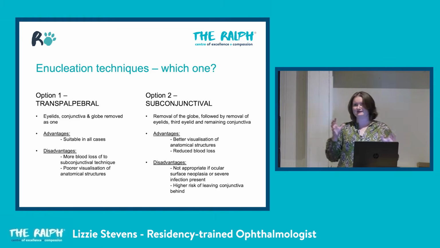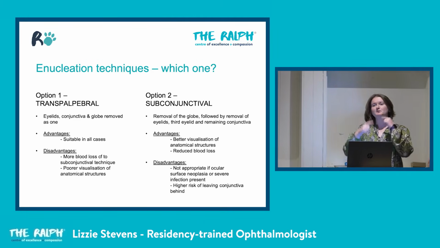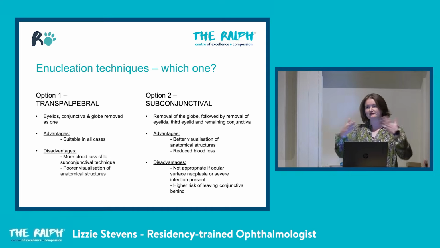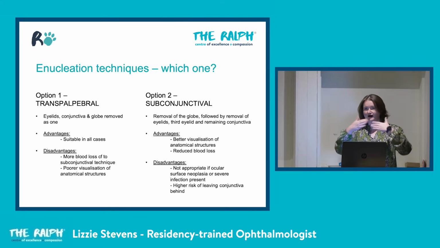So enucleation techniques, you've got two camps. Which one do you do? So transpalpebral is that one where you stitch the eyelids closed. You incise through the eyelid margin, and you basically dissect backwards and remove everything in one go.